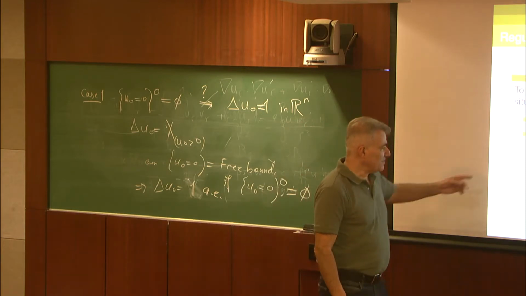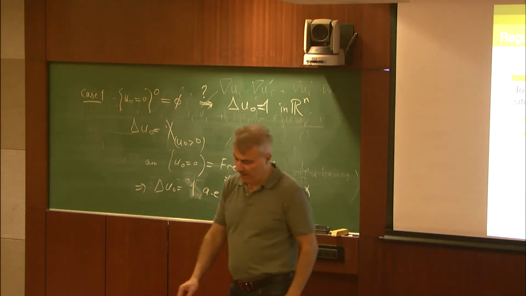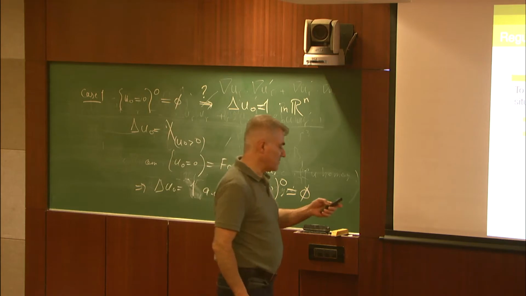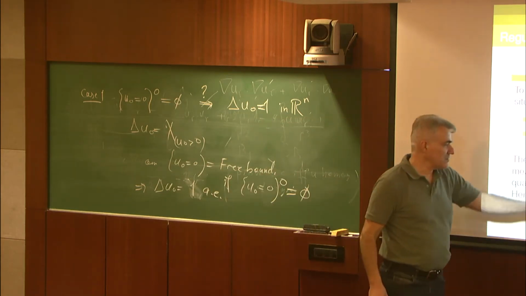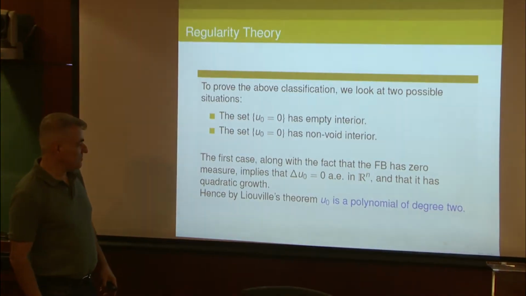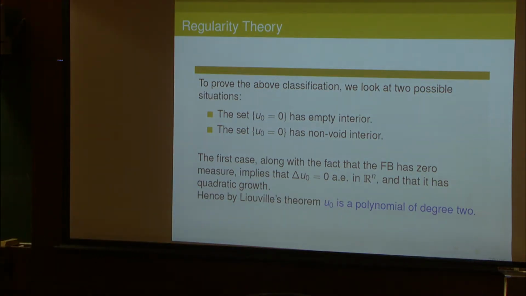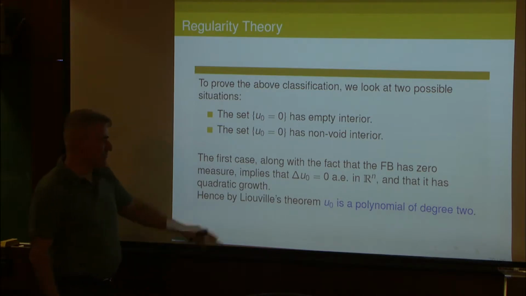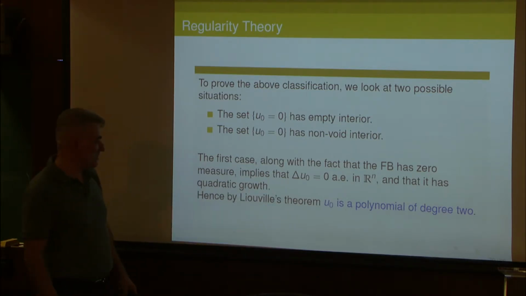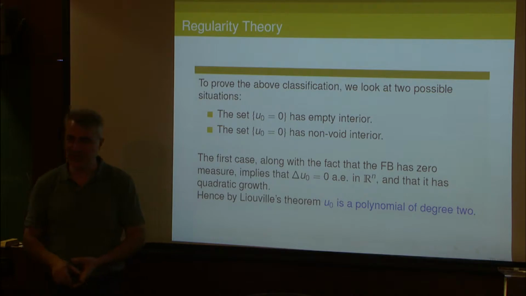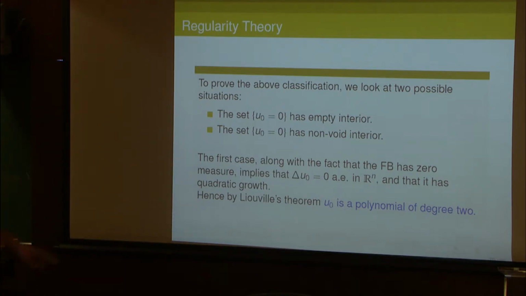So, if that is so, then I will get Laplacian of U0 is 1. This is a typo. I should change this at some point. I will change it, so remind me to change it. So it means that Laplacian of U0 is 0 almost everywhere, and that's quadratic growth. Okay, this 0 is 1.